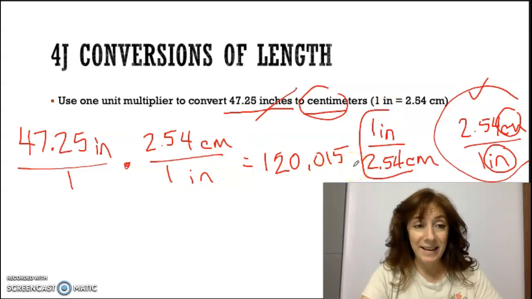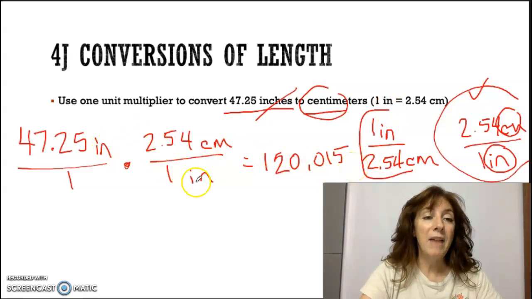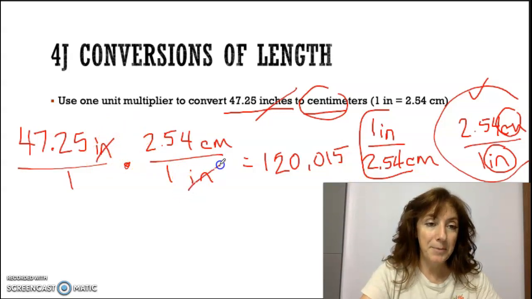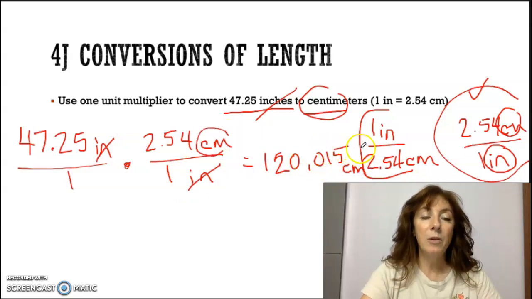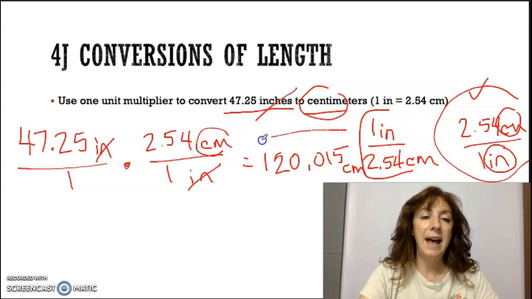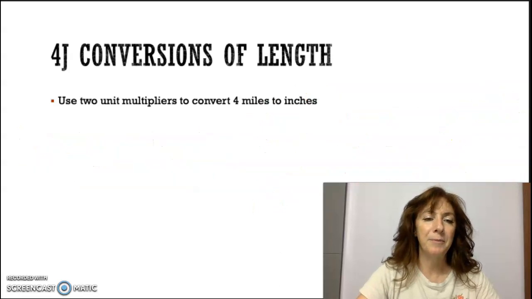120 what? So remember, I have inches in top, and that reduces with inches in bottom, and my units are centimeters. So it's 120.015 centimeters. That's my final answer. Always circle your final answer.